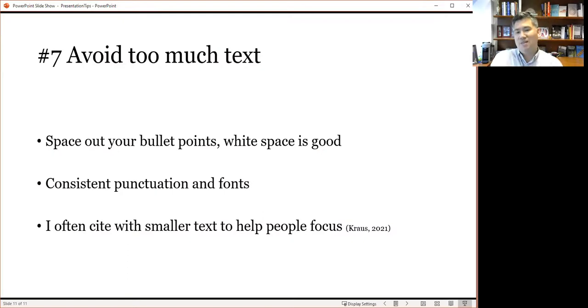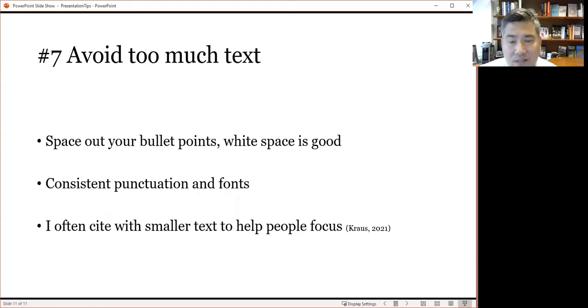All right. Avoiding too much text, I said a second ago, but I'm serious about it. White space is key. Space out your bullet points so that there's white space, but also negative space. So any space where there's no text is good. You want to have that. You want it to be balanced.